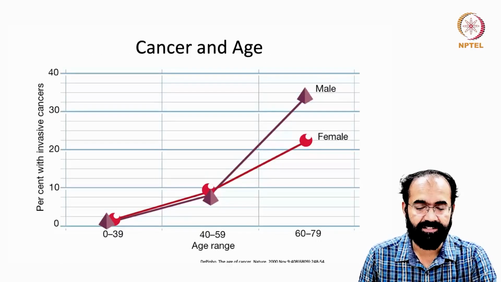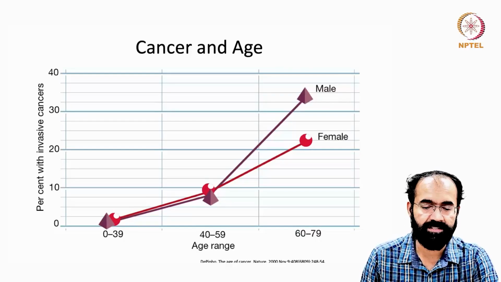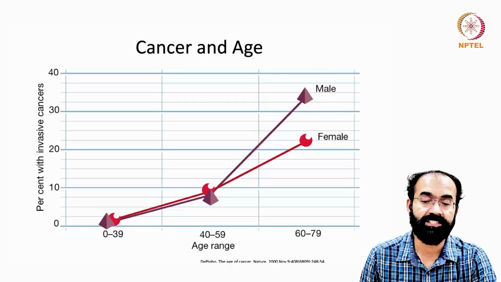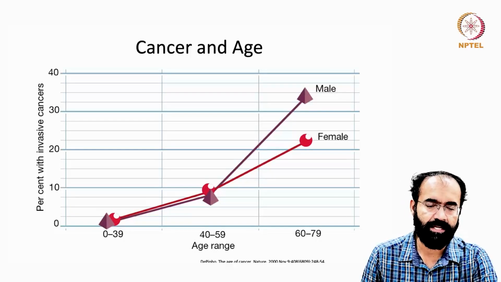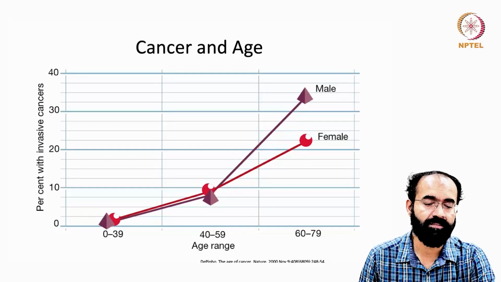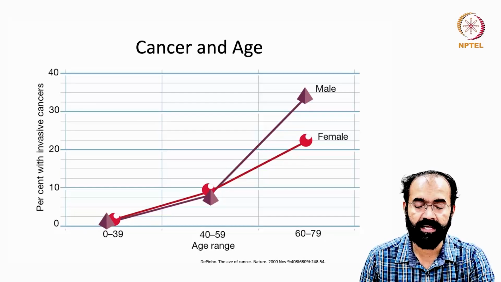So cancer and age, aging or the calendar age have got a good connection. So let us see the percentage with an invasive cancer, no matter which cancer it is. In the y-axis you have 10, 20, 30, 40 like that. And in the x-axis you have three age groups. It's been put here: 0 to 39 age group, 40 to 59 age group, and 60 to 79 age group. So this is the range of the age.